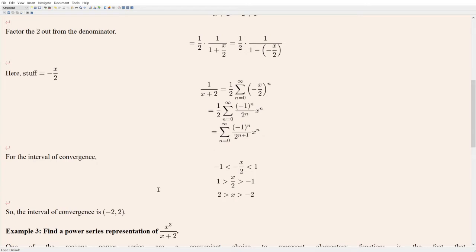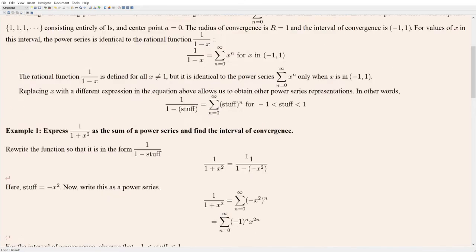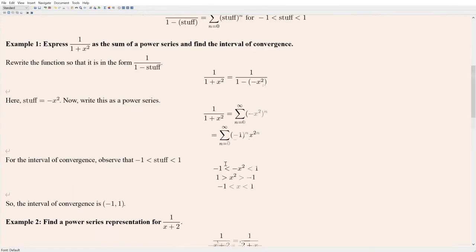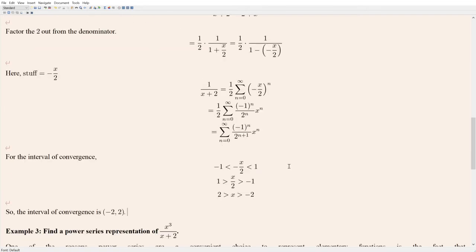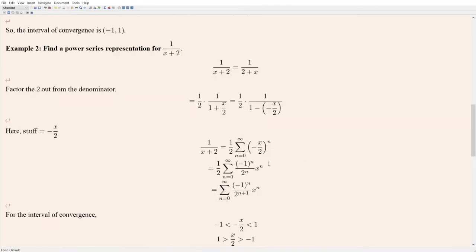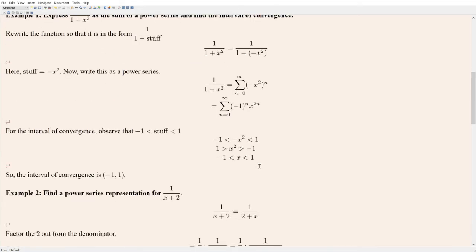Yep. And we don't need to check the endpoints here because we already know that the endpoints aren't going to work, right? We're just adapting the formula for the geometric series to different contexts. So yeah, these guys are all just geometric series in disguise.